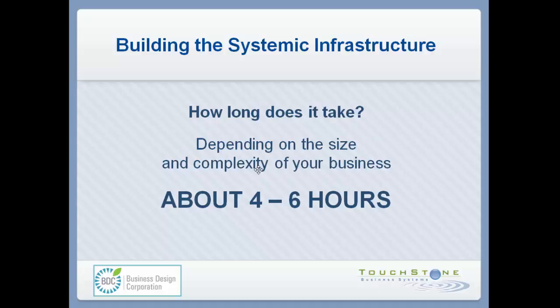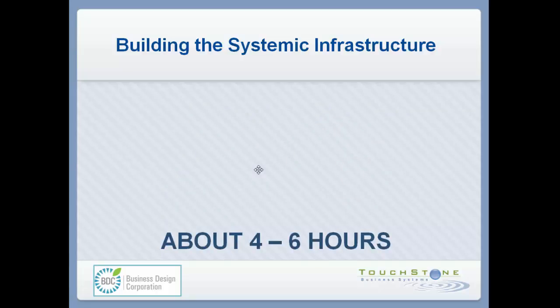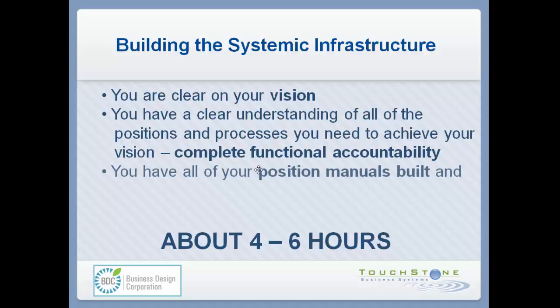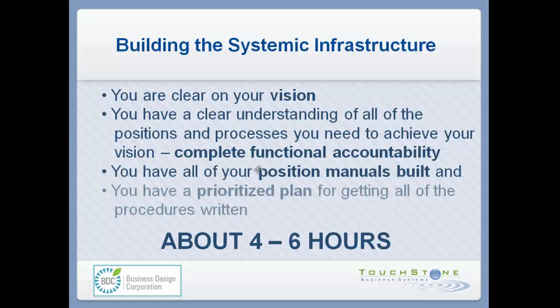The Business Systems Development Plan, this 5-step plan, is designed to create the systemic infrastructure of your business. And depending on the size and complexity of your business, this should really only take about 4 to 6 hours. And it will be a very powerful series of steps to have taken. You will be very clear on your vision. You have a clear understanding of all of the positions and processes you need to achieve your vision. You've created complete functional accountability. You have position-specific operating manuals for every box on your org chart, and you have a prioritized plan for getting all of the processes written.